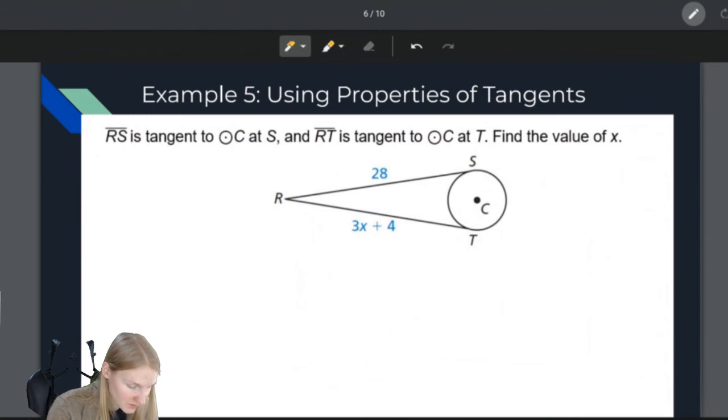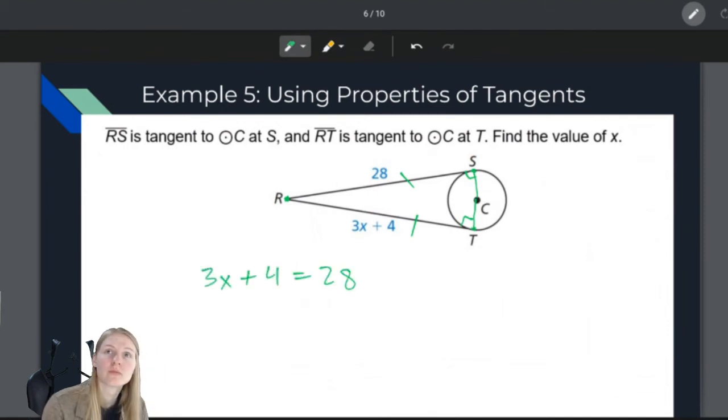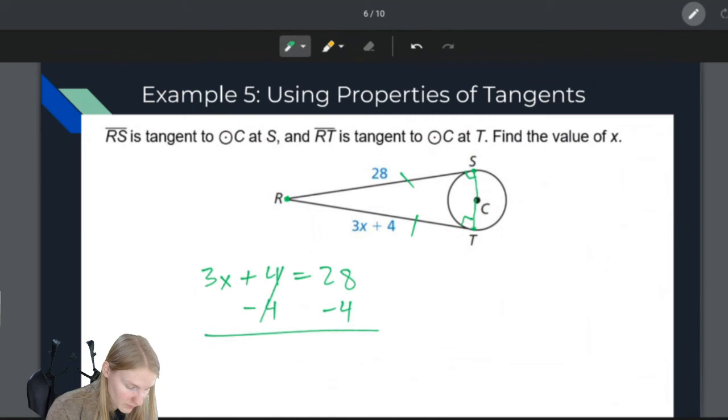Alright, RS, do a different color. RS is tangent at point S. And RT is tangent at point T. Okay, find the value of x. Oh, well, hey, we knew from our second theorem that any two tangents with a common external point means that these are the same. So 3x plus 4 has to be the same as 28. Now we're just going to solve for x.